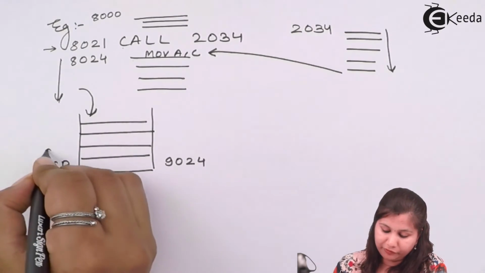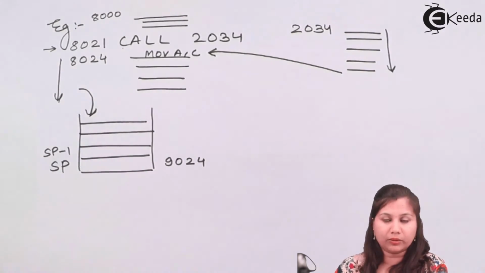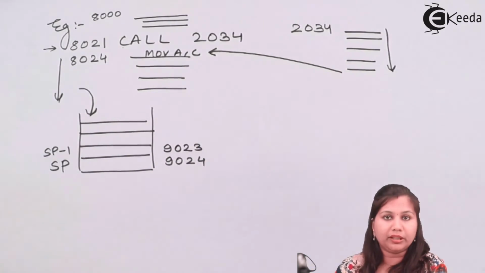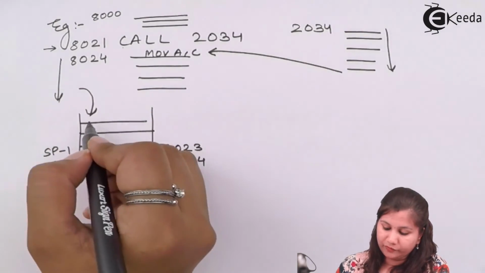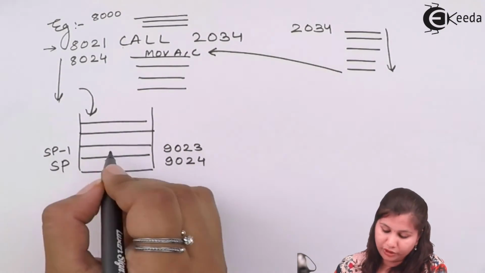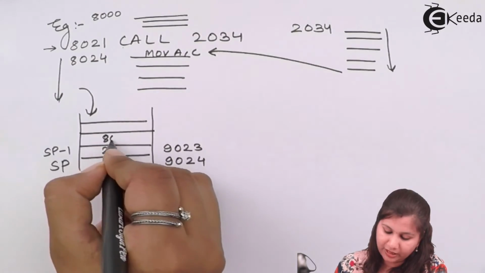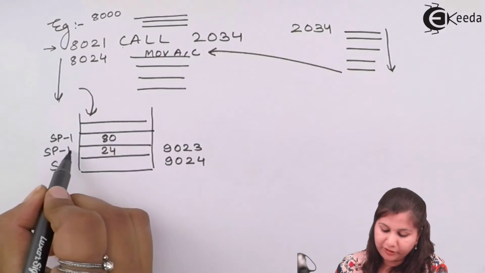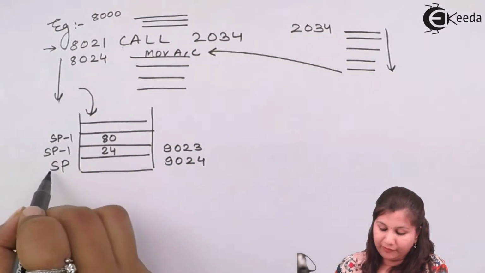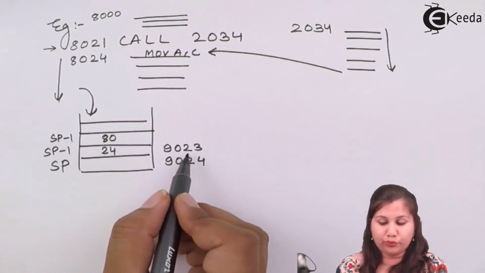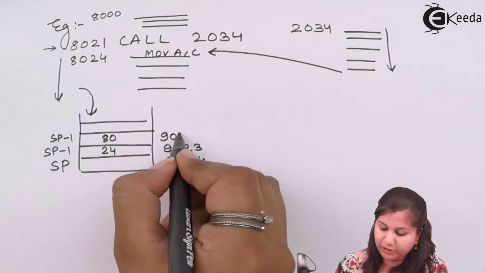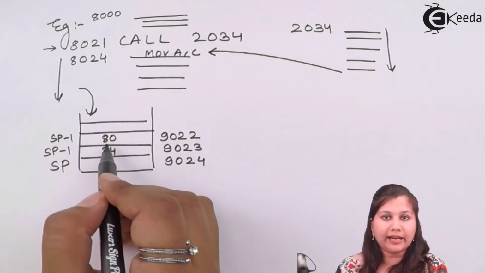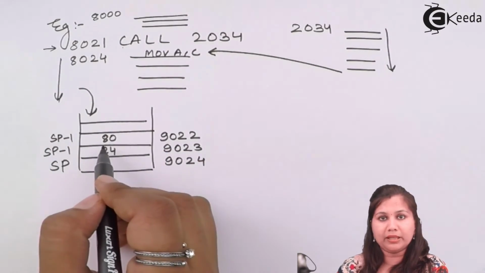So first the stack pointer will be decremented by 1. It is 9024, it will become 9023, and then we are going to store the address over here. So 24 is stored, and then again the stack pointer is decremented by 1, so now it will become 9022. Then the next higher order address will be stored.